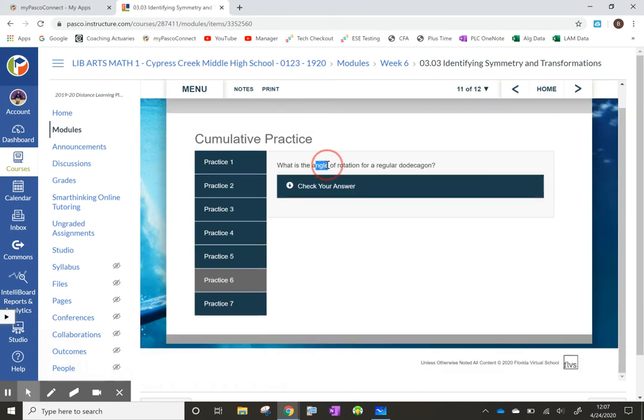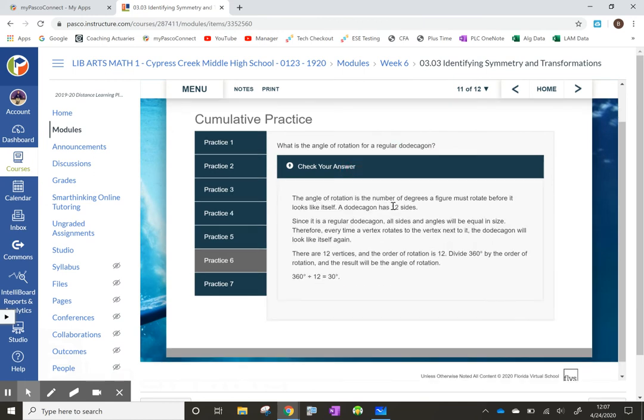Again, here's a go. Angle of rotation for a regular dodecagon. Dodecagon, is that 12 sides? I forget. Yeah, dodecagon has 12 sides. So you just take 360 and divide it by 12, as we mentioned earlier.